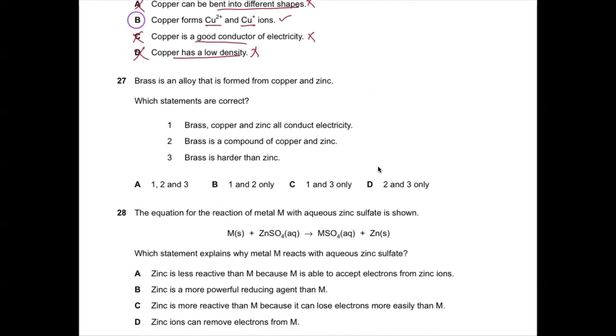Now, MCQ number 27. Brass is an alloy that is formed from copper and zinc. Which statements are correct? Okay. Brass, copper, and zinc all conduct electricity. Yes, they all conduct electricity.